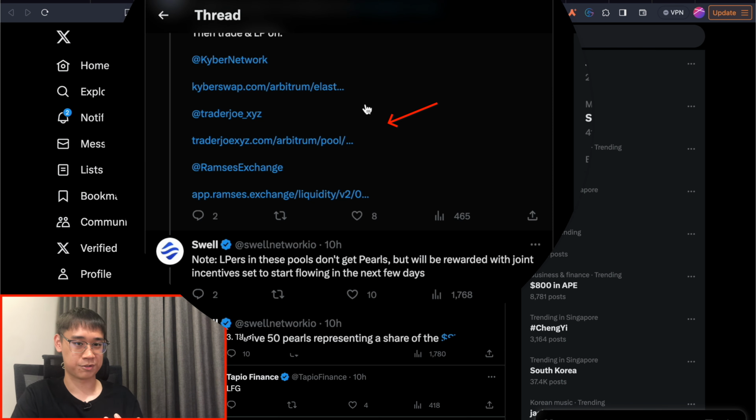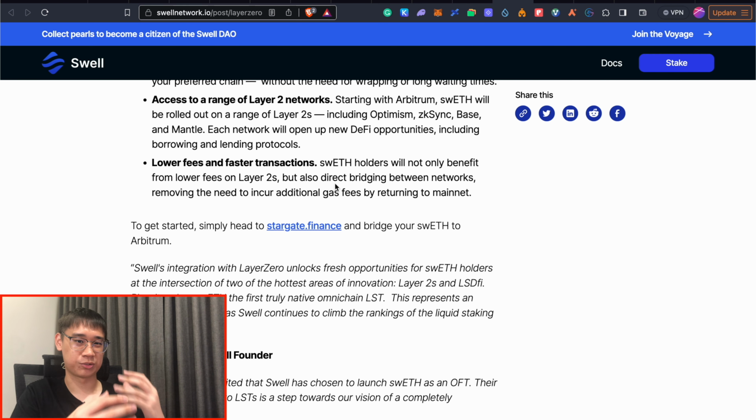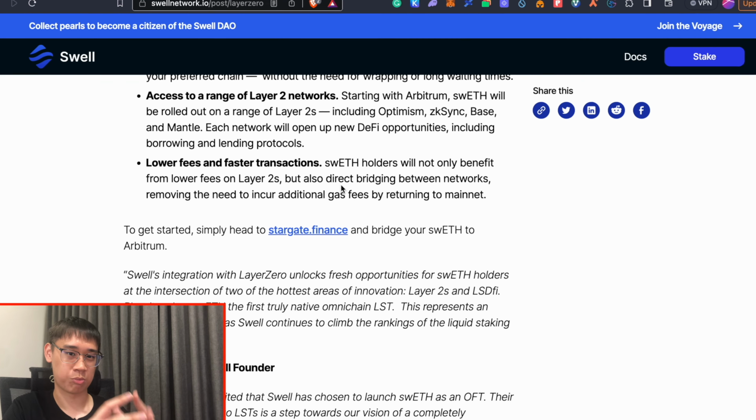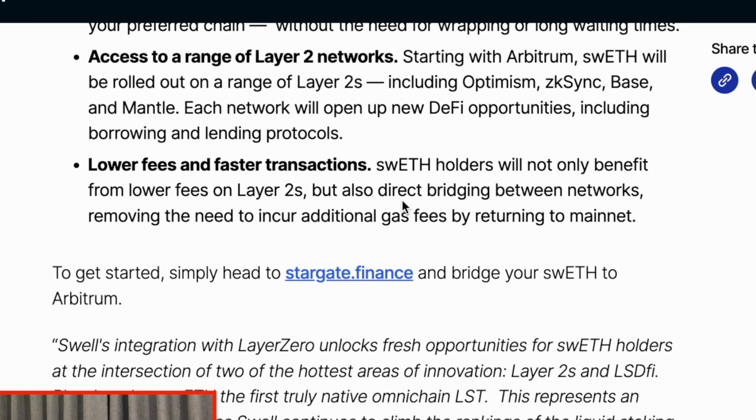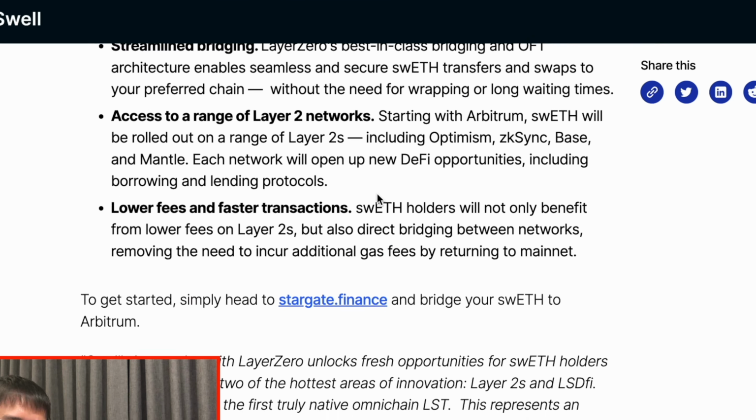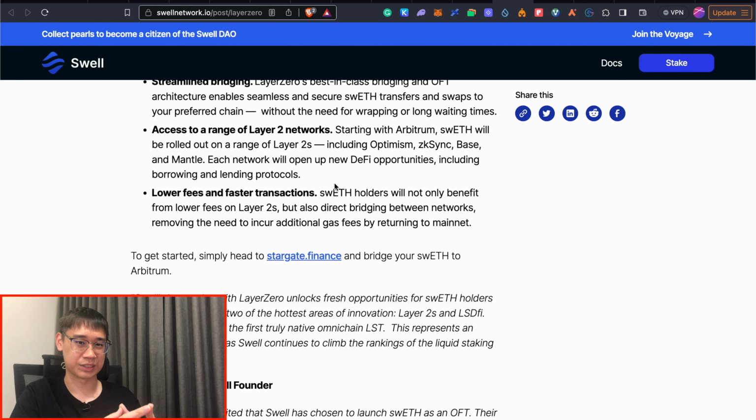these three different platforms. They did mention that they're looking to expand SWETH into more layer 2 networks, including Optimism, ZK-Sync, Base, and Mantle. Hopefully, we will then be able to earn some pearls if we perform transactions using SWETH on all of these different networks.